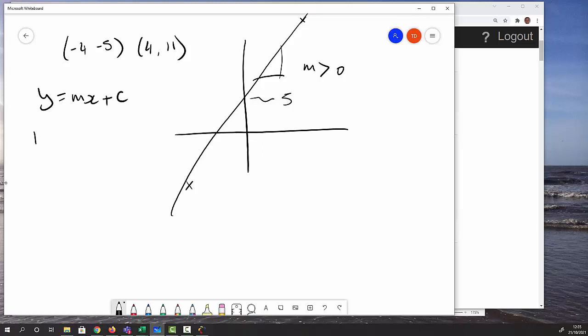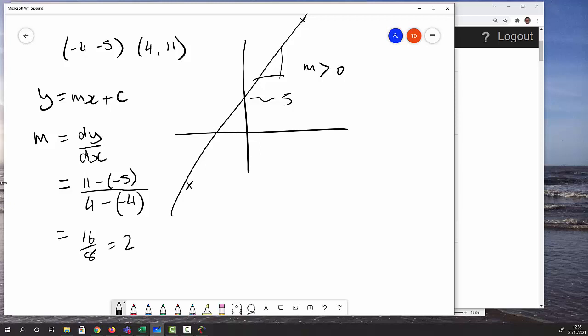Now remember, y is equal to mx plus c. Okay, so m, the gradient, is equal to the change in y, which is called dy, divided by the change in x, which is obviously dx. So that is equal to, let's do the change in y, so it's going to be 11 minus -5, divided by 4 minus -4. Okay, so 11 minus -5 is going to be 16, 4 minus -4 is going to be 8, so the gradient is going to equal 2.